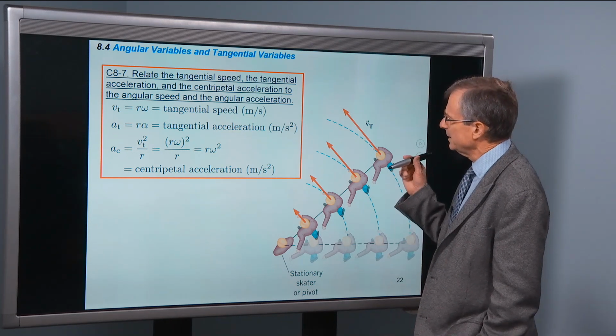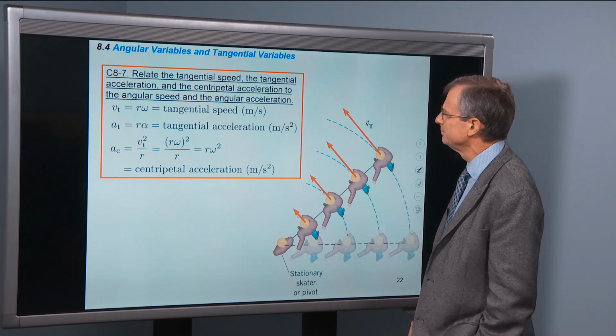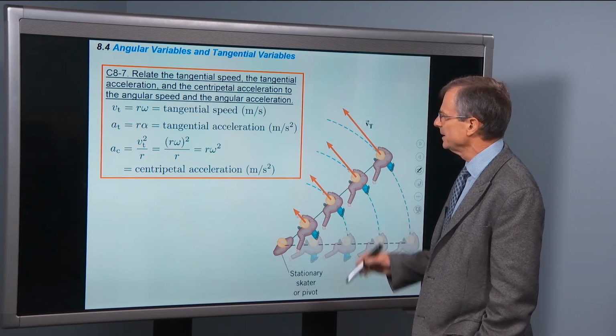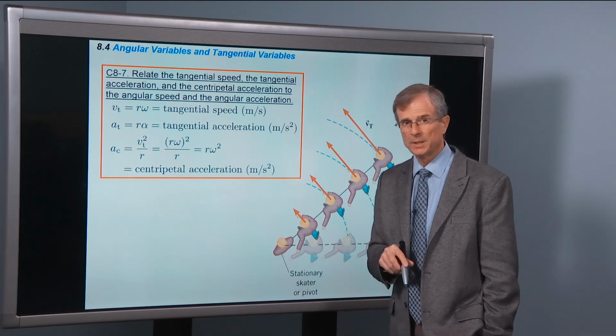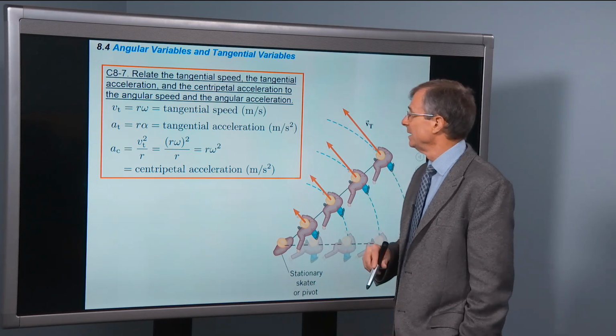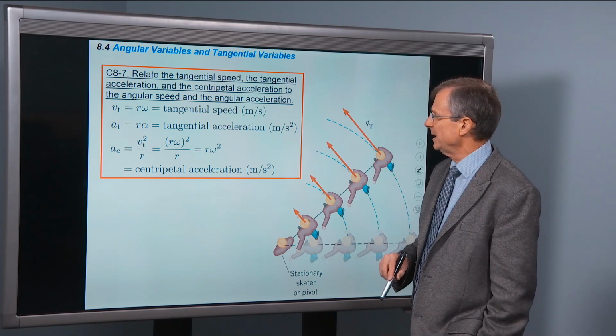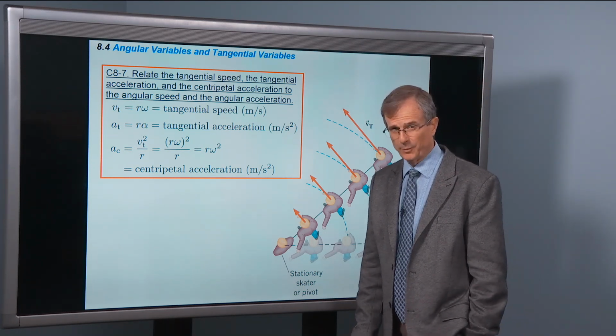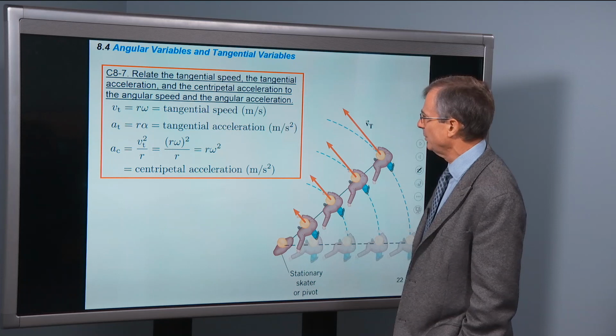We want to relate the tangential speed, the tangential acceleration, and the centripetal acceleration to the angular speed and the angular acceleration. So that's a big mouthful. Some of these words you've seen before.